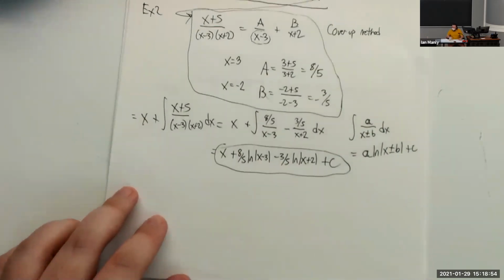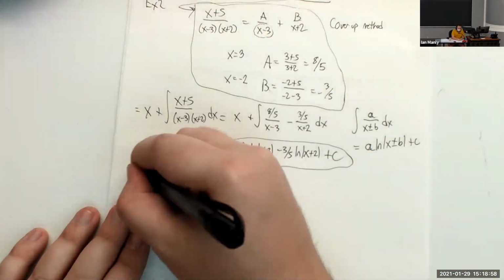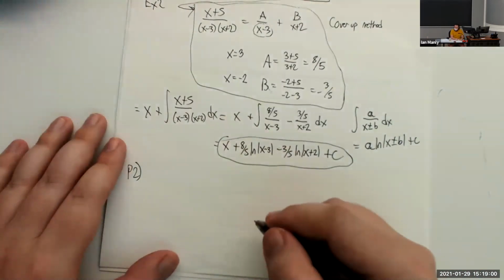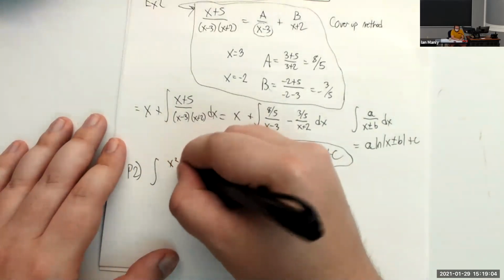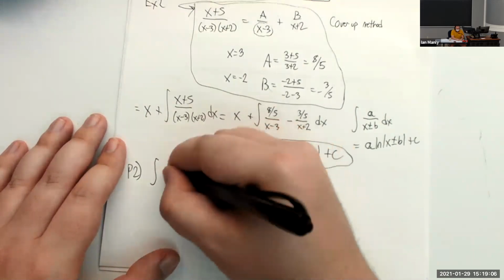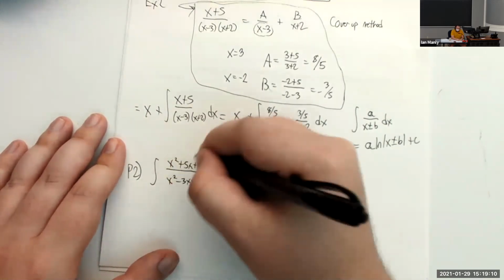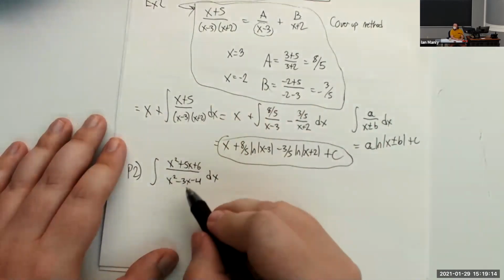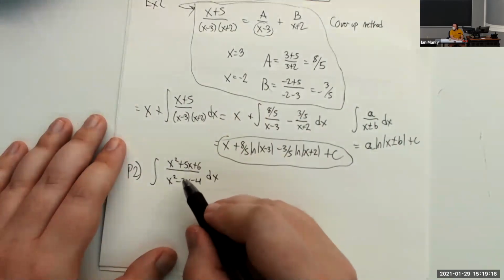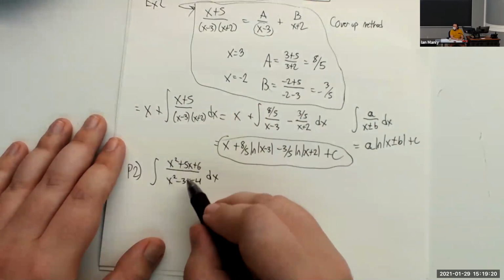Okay, so now I want you guys to try this. And conveniently, you're actually going to use the practice that you did earlier. So for this, I want you guys to try this integral, x squared plus 5x plus 6 divided by x squared minus 3x minus 4. And this might seem familiar because this is literally the long division that you did earlier here. So you literally did this long division.